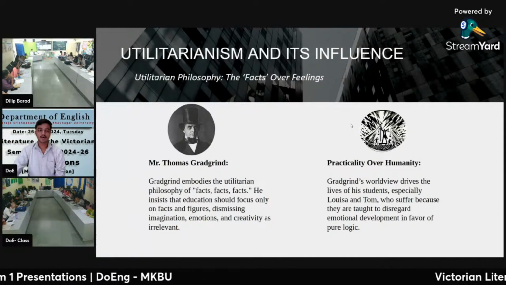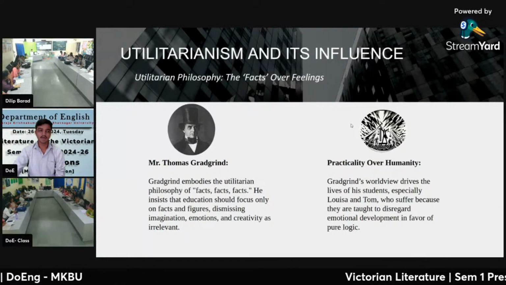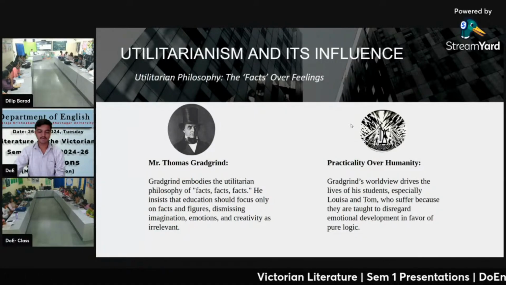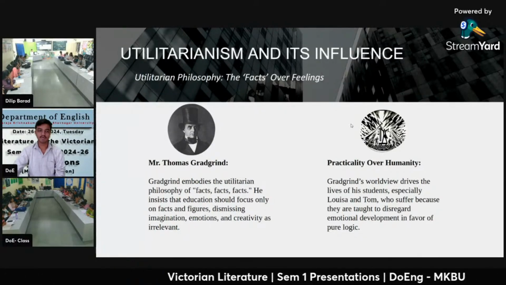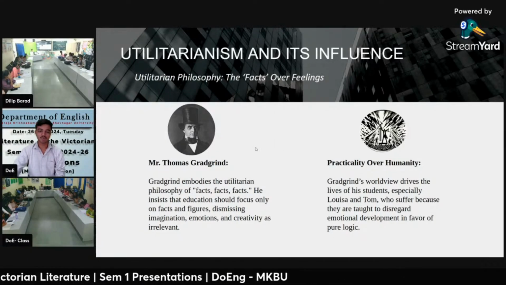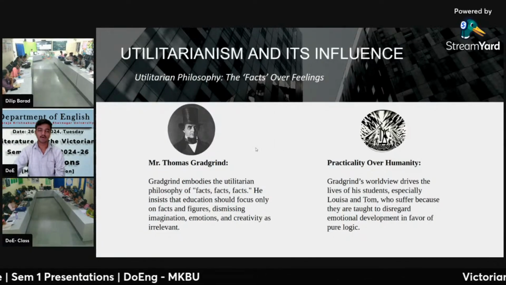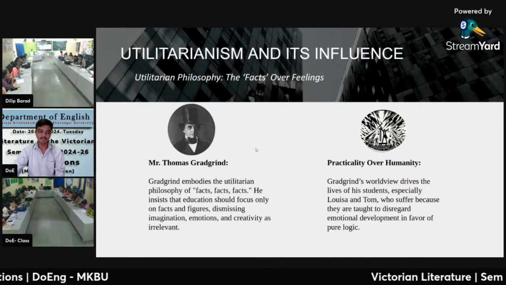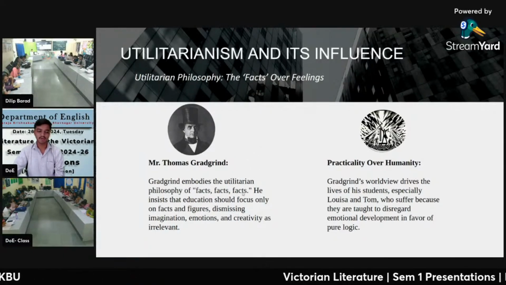Then utilitarianism and its influence. Utilitarianism is a philosophy which puts facts over feelings. It is presented by the character of Thomas Gradgrind, who was already presented in Bhumi and Divya's presentation. So here we will briefly discuss it.